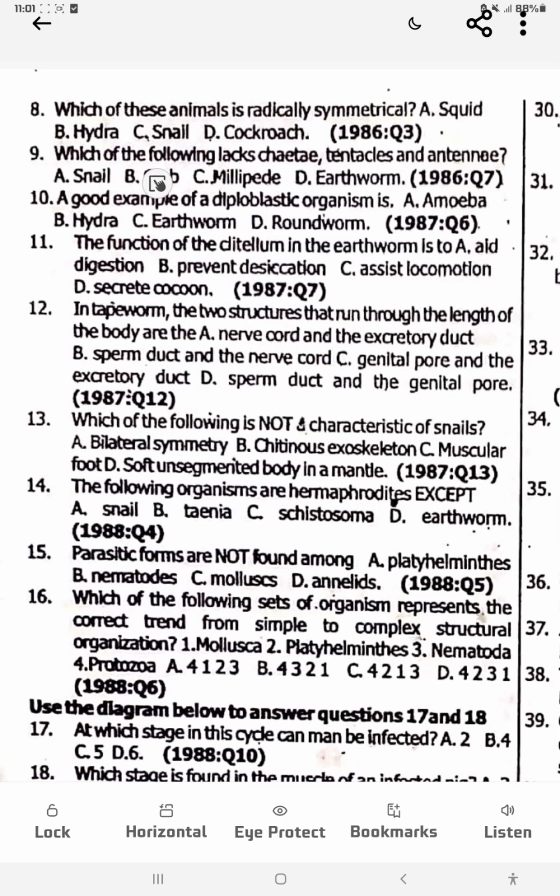9. Which of the following lacks chitin, tentacles, and antenna? Which of them does not have all those: chitin, tentacles, and antenna? The correct answer is crab. Crab does not have chitin, tentacles, and antenna.